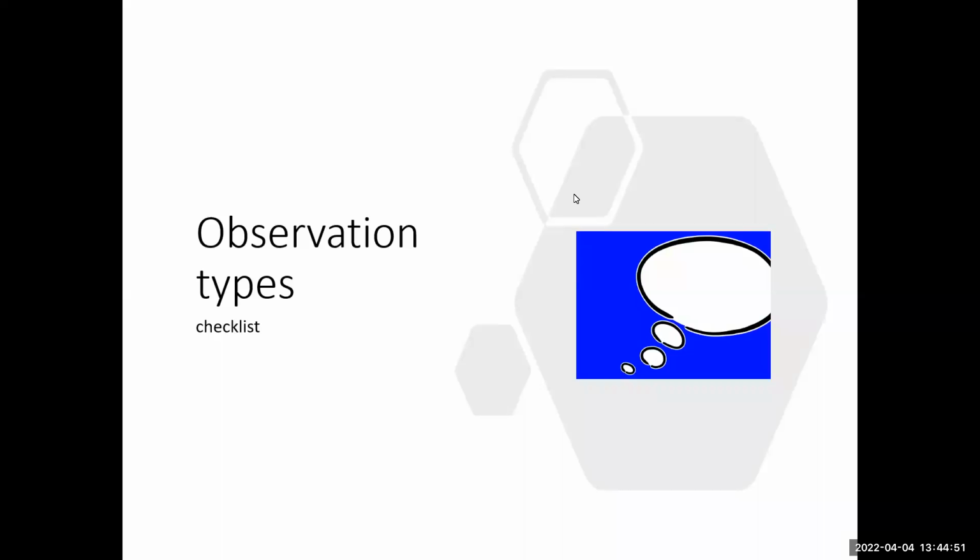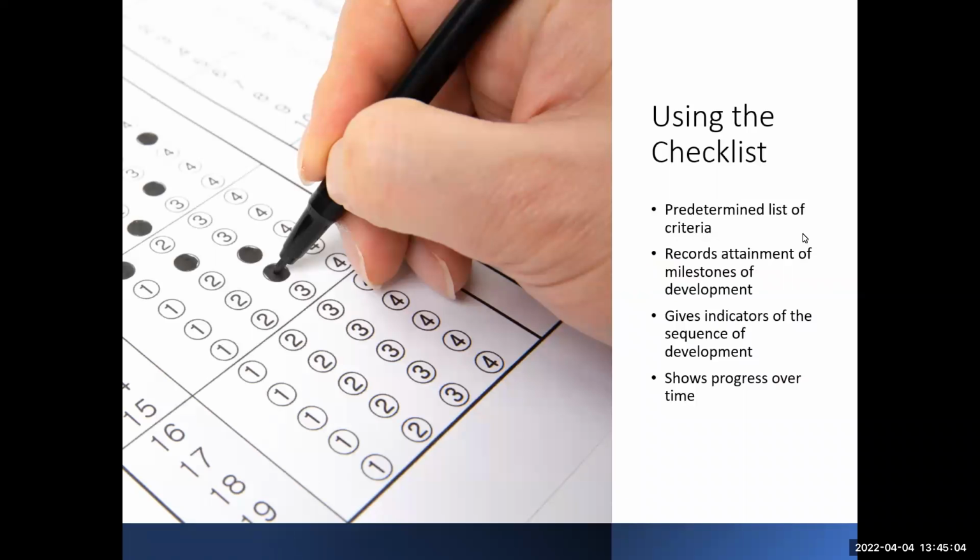All right, welcome to another short lecture video about a specific type of observation that you might be doing called the checklist. It is probably the one that I would use most frequently.